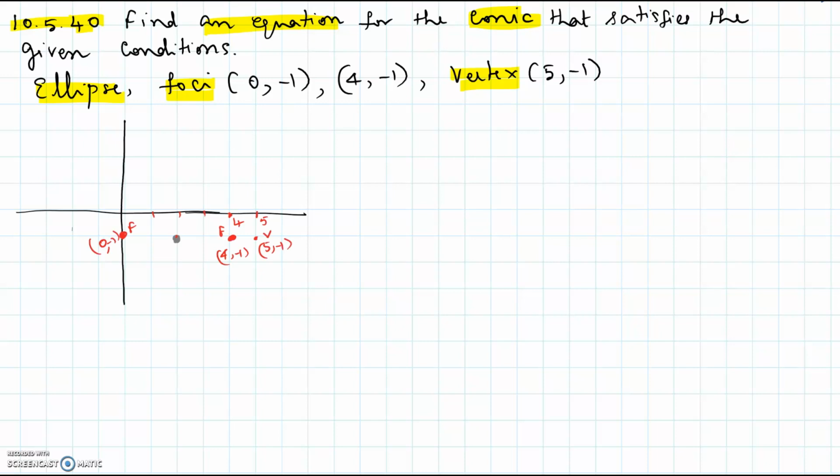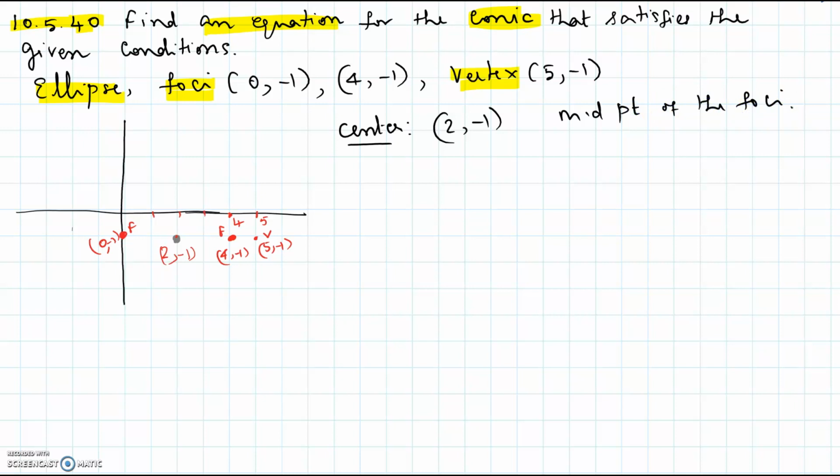If we roughly plot the points of the foci and the vertex given in the problem, (0, -1) is one focus, (4, -1) is another focus, and the vertex is at (5, -1). We know the center of the ellipse lies between the two foci. So the center is midway between 0 and 4. The midpoint of 0 and 4 is 2, so it has to be at (2, -1). So one observation here is that the center of the ellipse is (2, -1), being the midpoint of the foci.